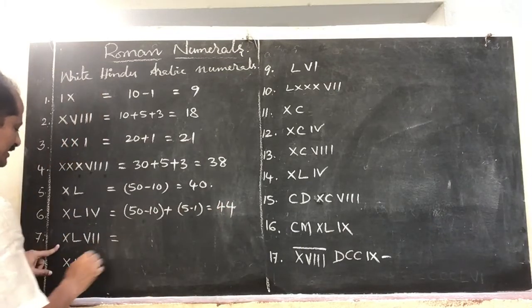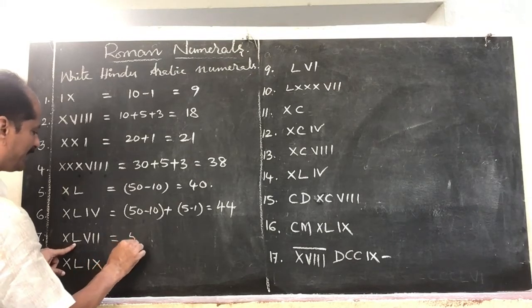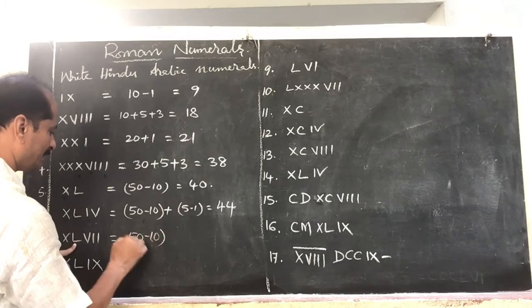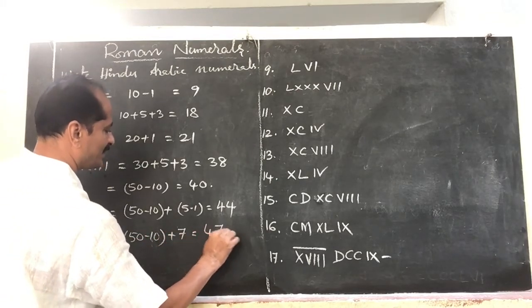Next here. See, again, on the left side of the greater symbol there is a smaller symbol. So this is to be subtracted. This is 50 minus 10 plus 7. That is equal to 50 minus 10, 40 plus 7 is 47.